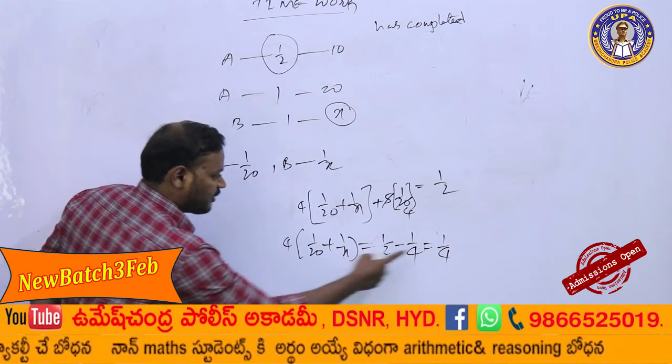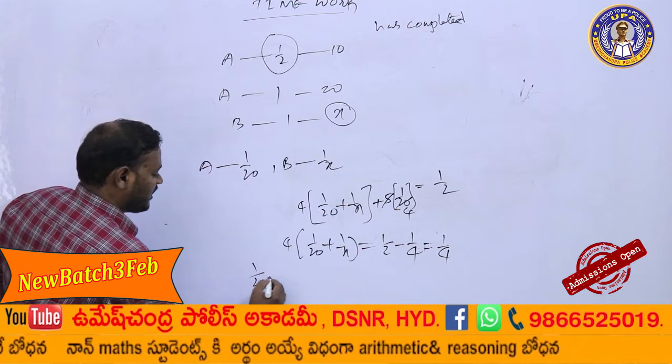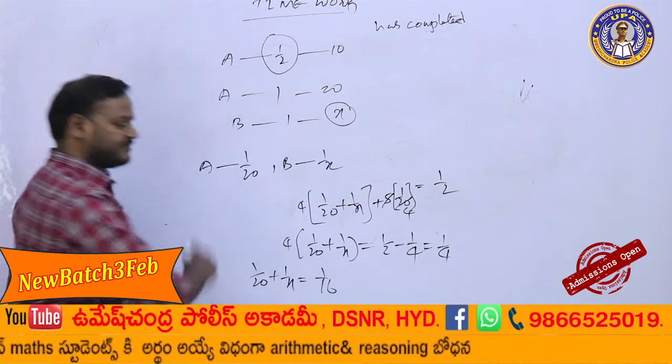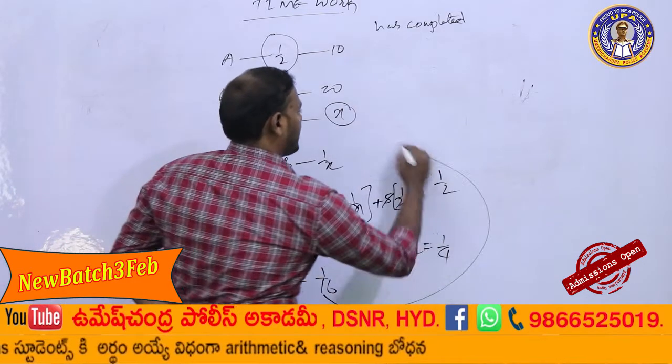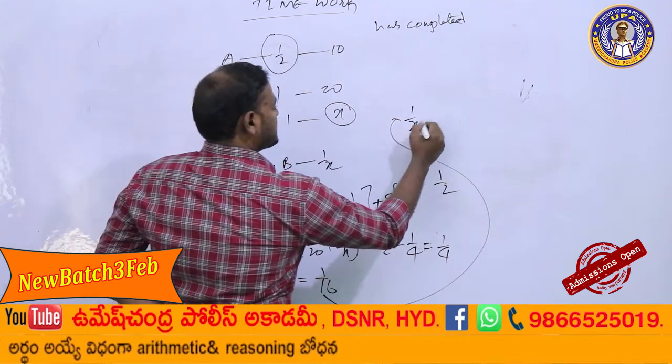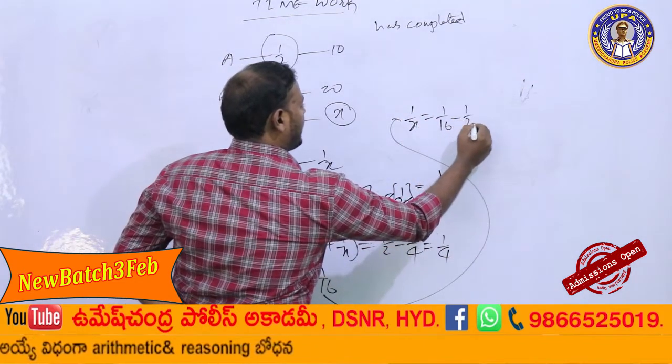Yes, this 4 should be multiplied to 4 again. So 1 by 20 plus 1 by x is equal to 1 by 16. Yes or no? If I solve this one, 1 by 20 should go to the other side. So 1 by x is equal to 1 by 16 minus 1 by 20.